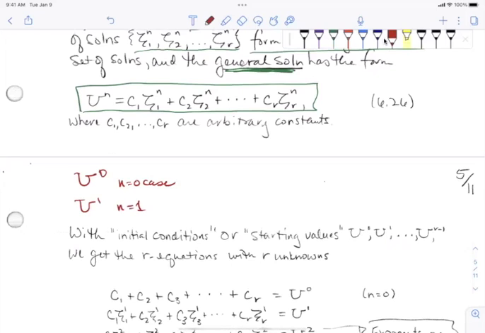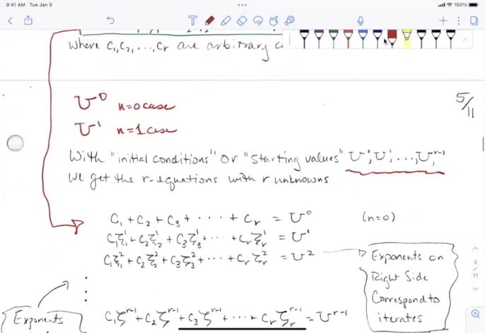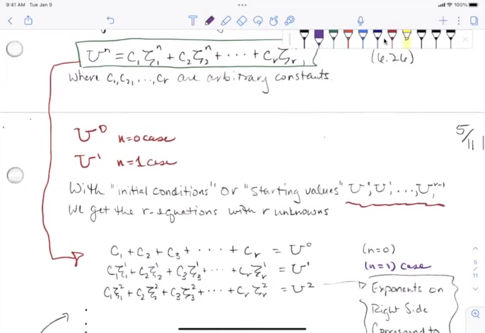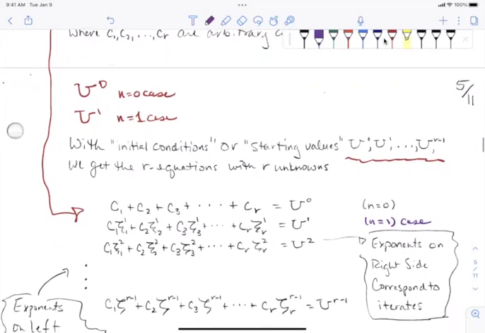U1 is my n equals 1 case, and I assume I have a value for that, and so forth. So I assume all these will satisfy that the U^n that I see up here corresponds to these. So here is my n equals 0 case. Here is my n equals 1 case, and so forth. N equals 2 case, and so on. So just plugging in for different values of n and looking at what those corresponding equations look like.